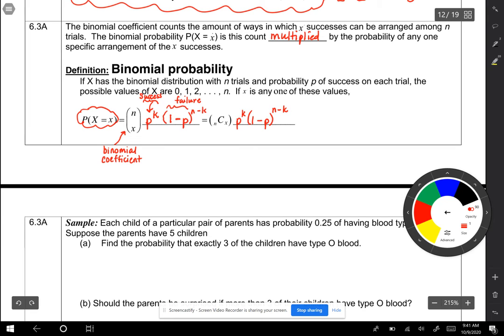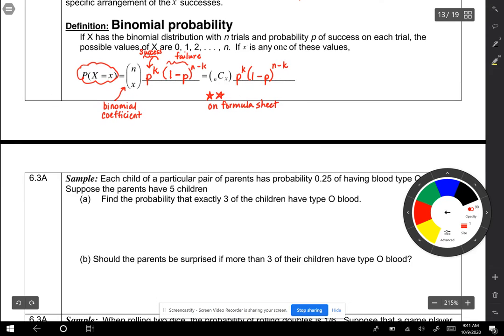So check your formula sheet. This is on your formula sheet, so you don't have to worry about memorizing it. Thank goodness. But just know what p and 1 minus p are. You use them in the second semester all the time, so just getting it right now is going to be great.